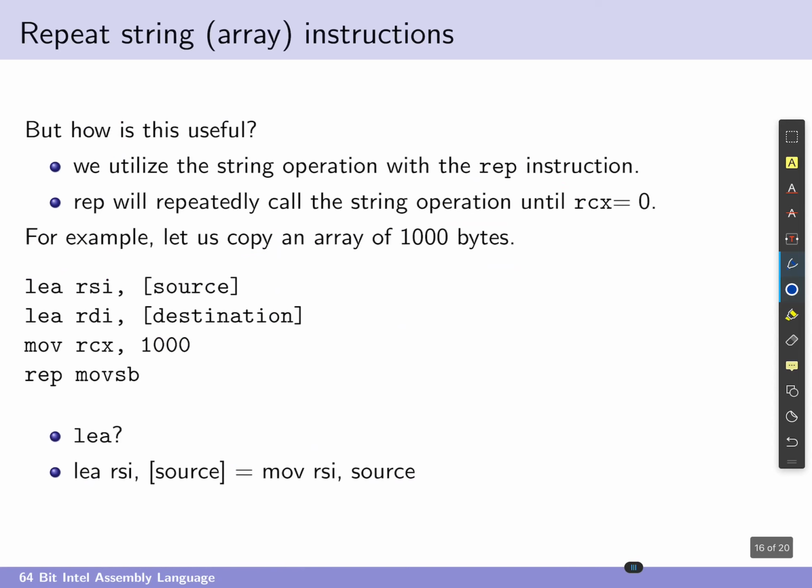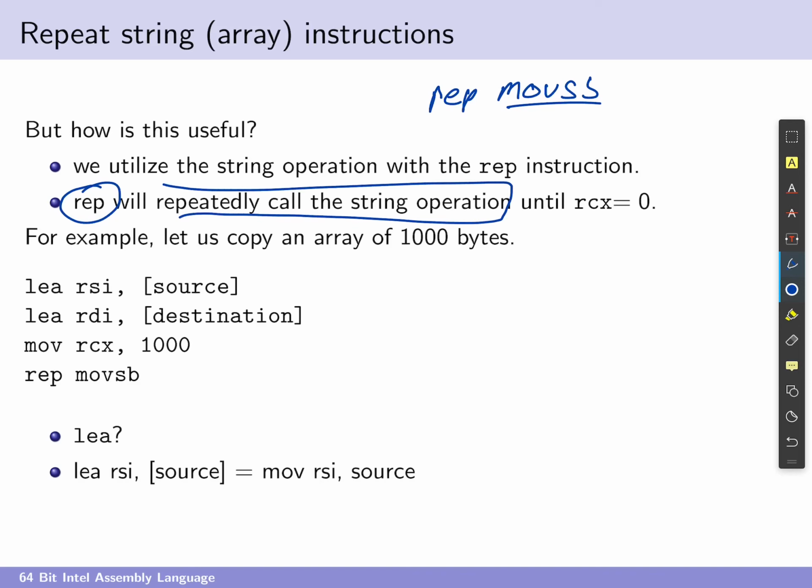The instruction that we're going to use is called rep, which is short for repeat. If I write an instruction like rep followed by a string instruction, so again, let's just say movsb, it will repeatedly call the string operation until whatever is in RCX has gone down to 0. What it also does for us is that when I call repeat, it performs the operation and it will decrement RCX.